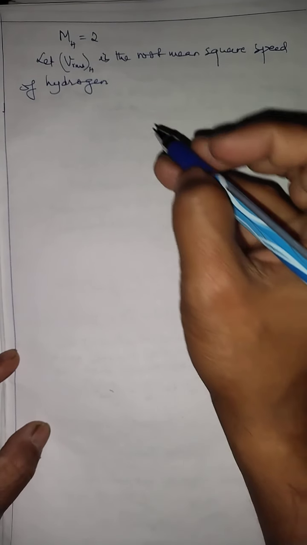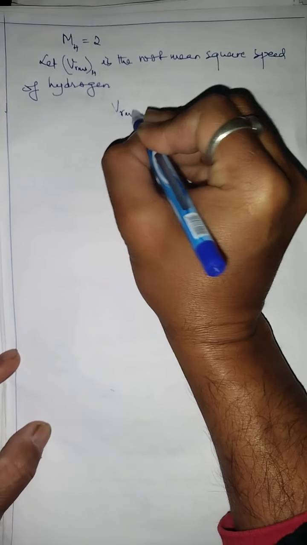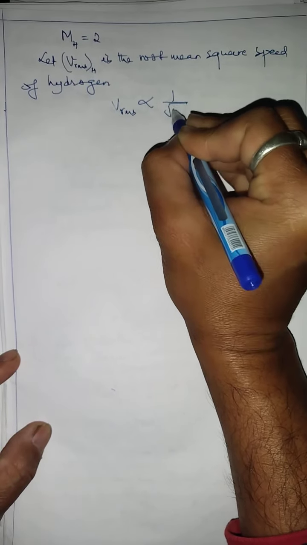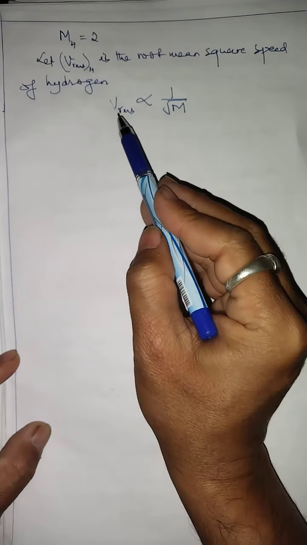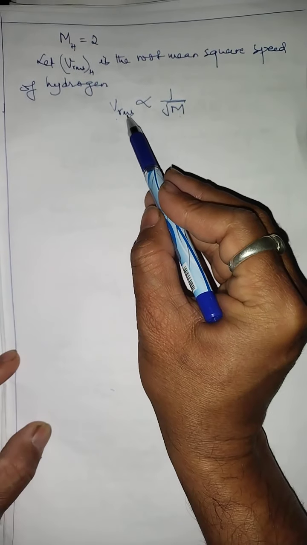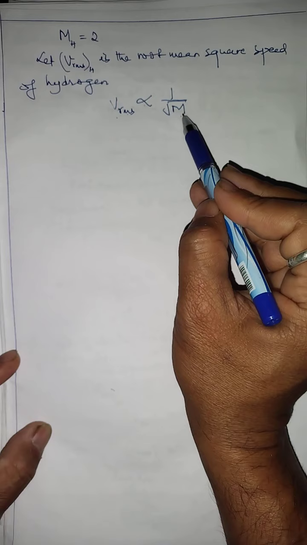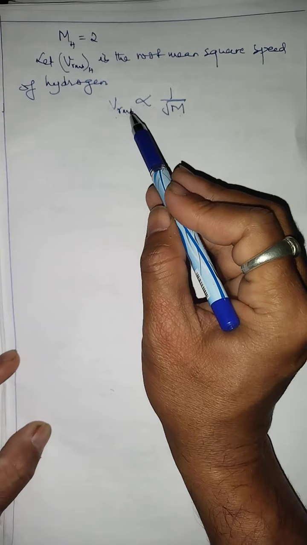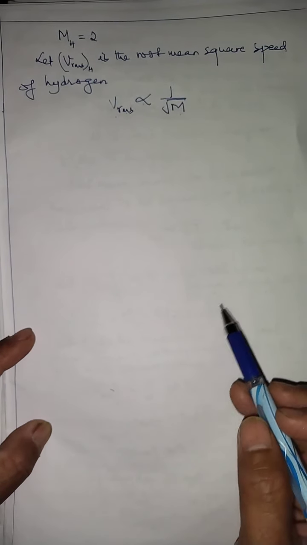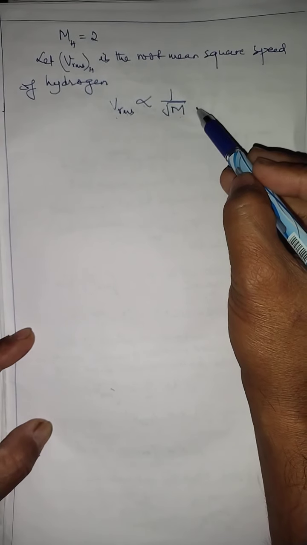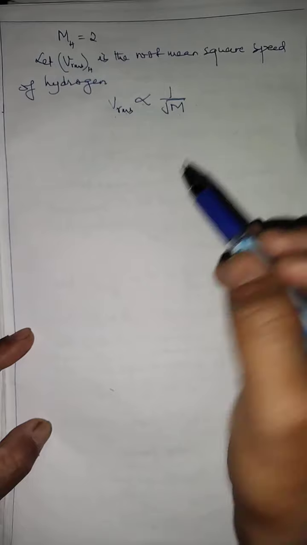Now how to calculate the root mean square speed of hydrogen in terms of that of oxygen? You have learned in the previous class that the root mean square speed of molecules of any gas is proportional to 1 by the square root of the molecular weight of that gas. So VRMS is proportional to 1 by square root of M, where M is the molecular weight of the gas and VRMS is the root mean square speed of that gas. That means root mean square speed and molecular weight are inversely related.